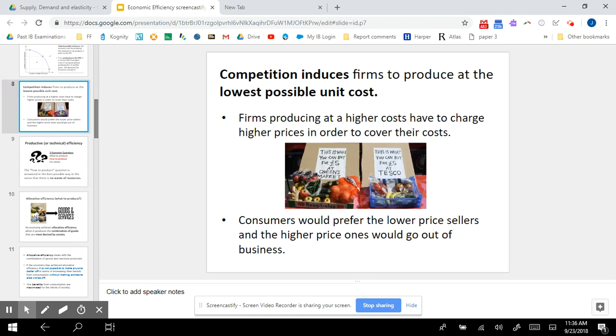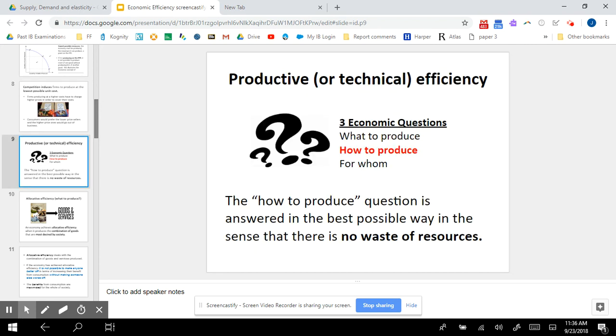Competition induces firms to produce at the lowest possible unit cost. Firms producing at higher costs have to charge higher prices in order to cover their costs. And remember, there's perfect information, so people will know if someone is charging higher prices. Consumers would prefer the lower priced sellers, and the higher priced ones would go out of business. Productive or technical efficiency, again, addresses that how to produce. The how to produce question is answered in the best possible way, in the sense that there's no waste of resources.